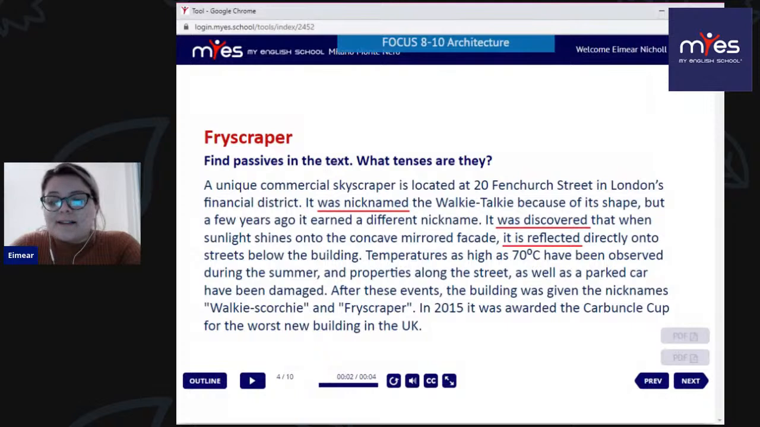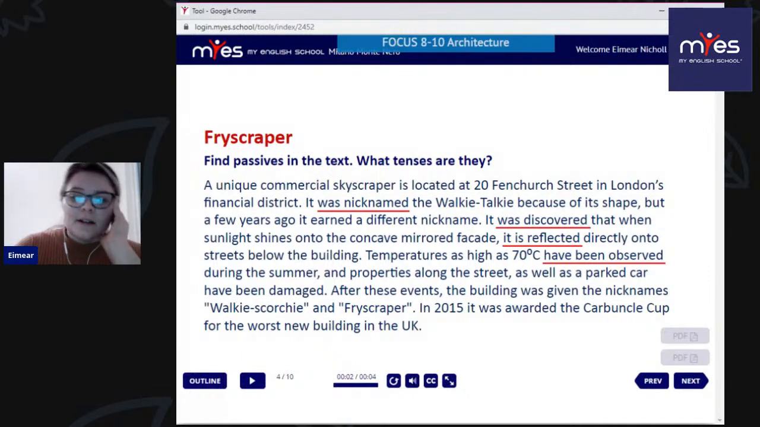Temperatures as high as 70 degrees have been observed during the summer. So have been observed. Have been is a present perfect. Have been during the summer. And properties along the street as well as a parked car have been damaged. So another present perfect.